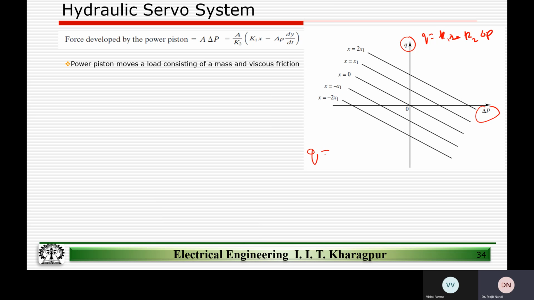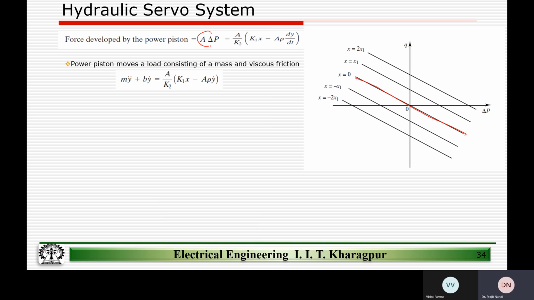Whatever I've written, let me rewrite again for clarity: k1x minus k2 delta p, right? For different values of x, we are expressing q as a function of delta p on this curve. An important thing to note is that it's a linear relation, so this portion is actually this line. For x equal to 0, we get a linear relation between the flow rate and delta p, right?